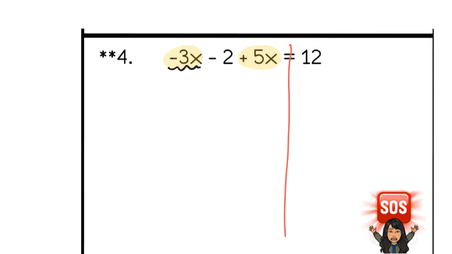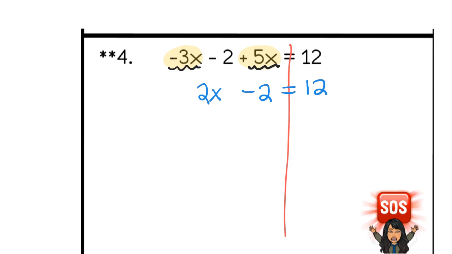I'm going to put this and this together, and it's basically like negative 3 plus 5 or 5 minus 3. Either way, you are most definitely going to get 2x. The minus 2 is still staying there. We haven't moved it. We haven't done anything with it, so it's still there. And now we're looking to get the x alone. What we need to do is get rid of the minus 2.